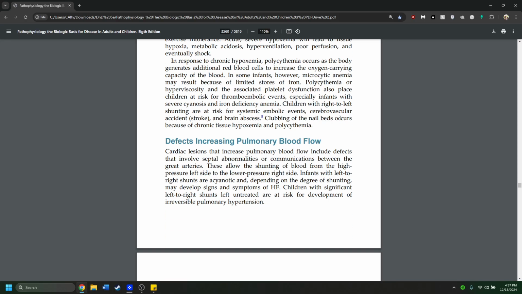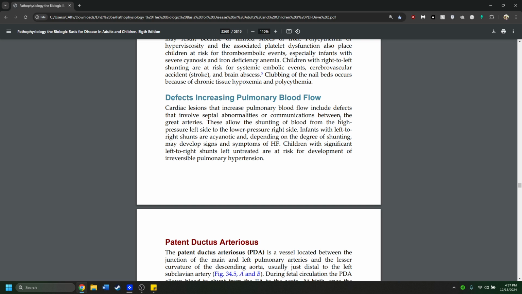So, defects increasing pulmonary blood flow. Cardiac lesions that increase pulmonary blood flow include defects that involve septal abnormalities or communication between the great arteries. These allow the shunting of blood from the high pressure left side to the lower pressure right side. Infants with left to right shunts are acyanotic and, depending on the degree of shunting, may develop signs and symptoms of heart failure. Children with significant left to right shunts left untreated are at risk for developing irreversible pulmonary hypertension.